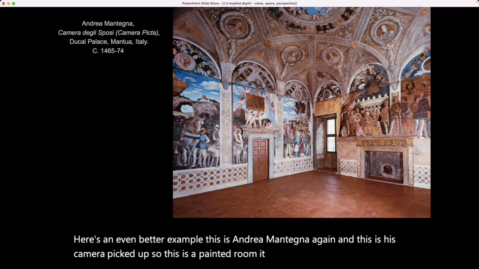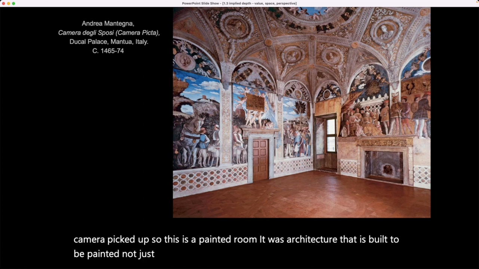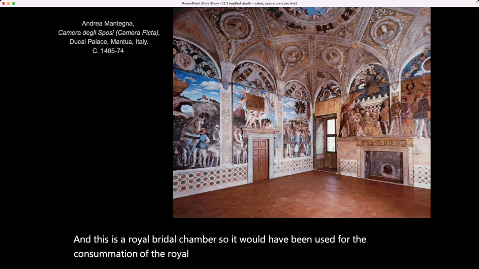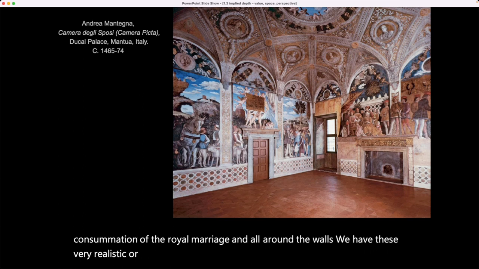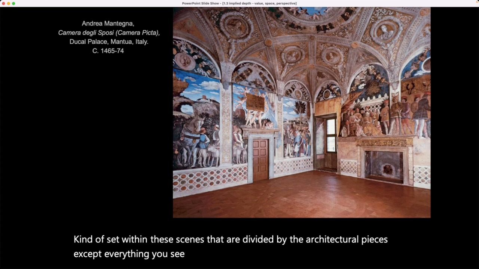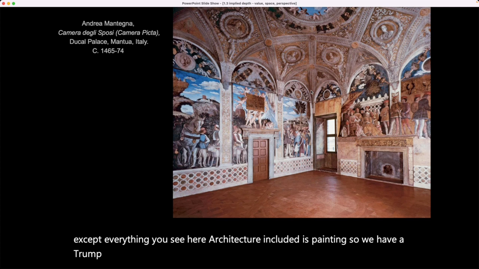It was architecture that is built to be painted, not just a room that happens to have painting in it. And this is a royal bridal chamber. So it would have been used for the consummation of the royal marriage. And all around the walls, we have these very realistic or naturalistic portrait likenesses of different members of the royal family, set within these scenes that are divided by the architectural pieces. Except everything you see here, architecture included, is painting. So we have a trompe l'oeil or a trick of the eye.